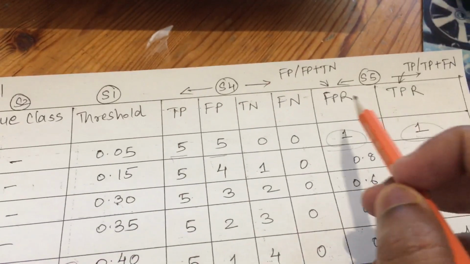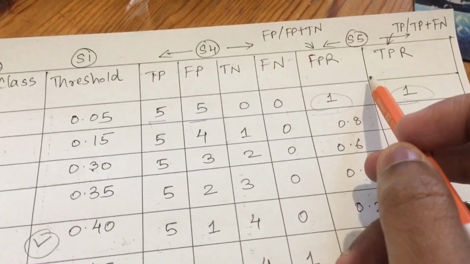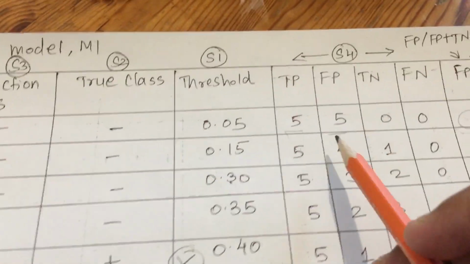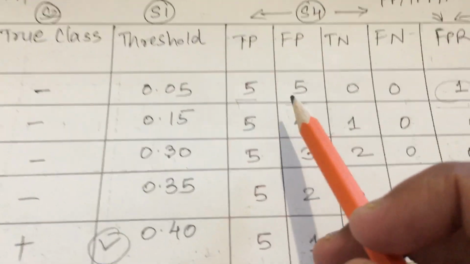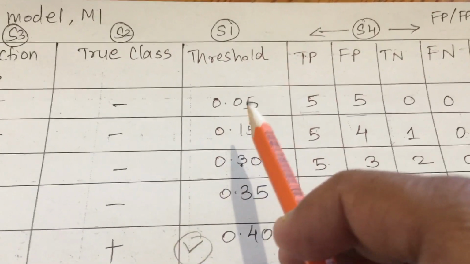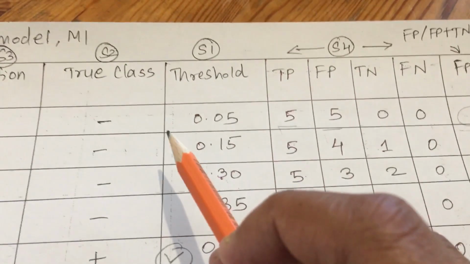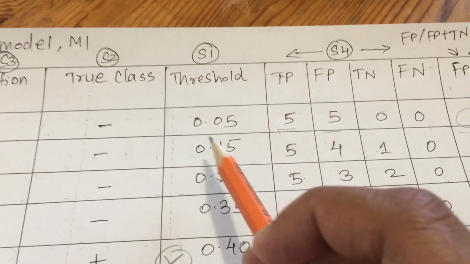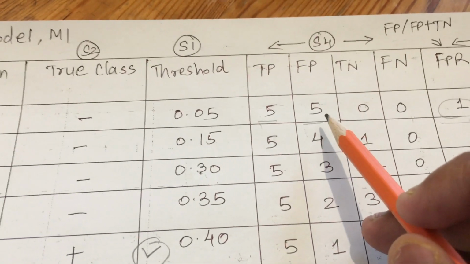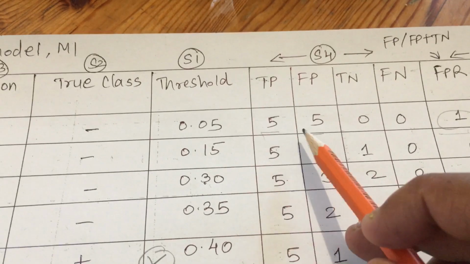Now these two columns are mainly used for the ROC curve plotting, which we'll see later. So first, the rule is that you need to check the label of the previous class, and accordingly if the label of the previous class is negative, then you decrement the FP count and you let the TP count stay as it is.